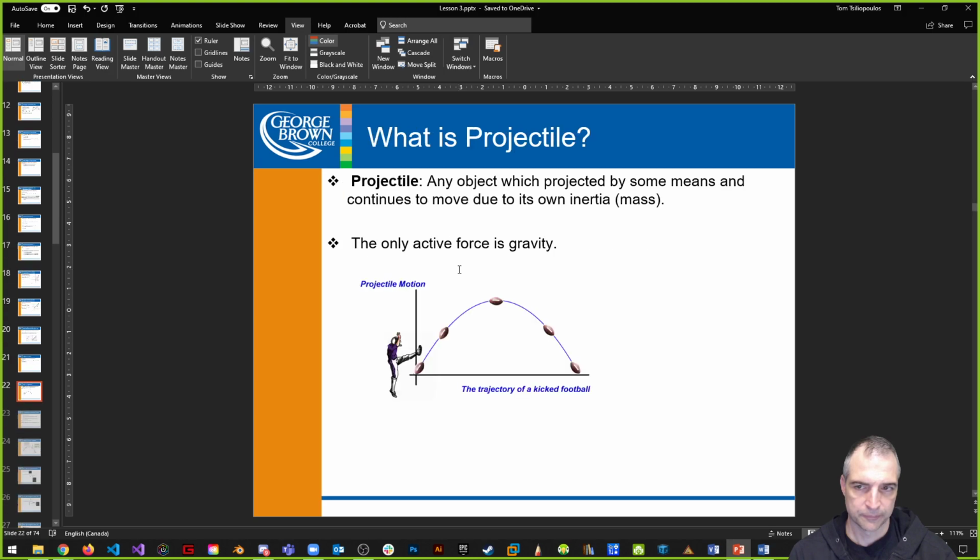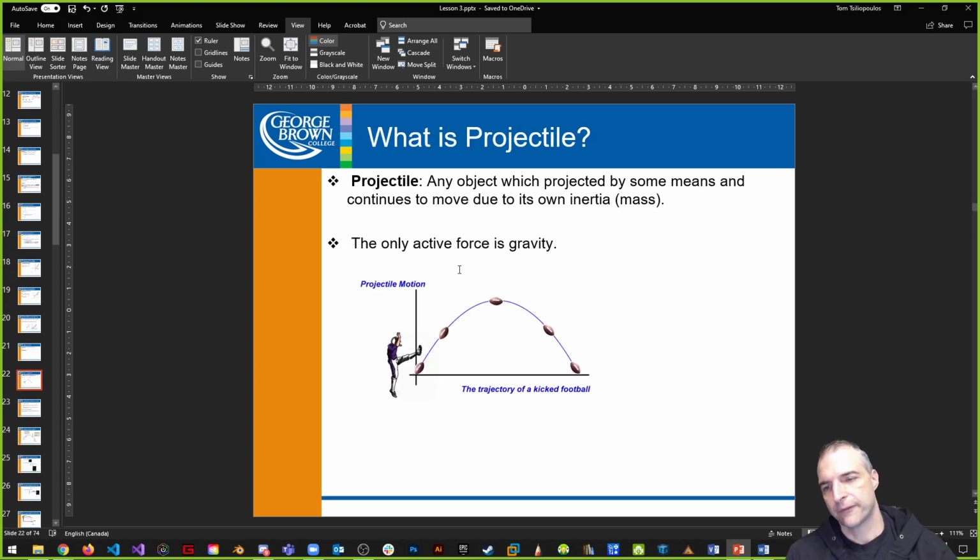thermal detonator. So a projectile can be described as any object which is projected by some means and continues to move due to its own inertia or mass. All right. The only active force in this scenario is gravity. So that's a projectile. We're not saying a projectile that has an engine behind it. I'm not talking about a rocket-propelled projectile. That's a different scenario. We're talking about a projectile like a bullet, or in this case, like a kicked football. Okay.